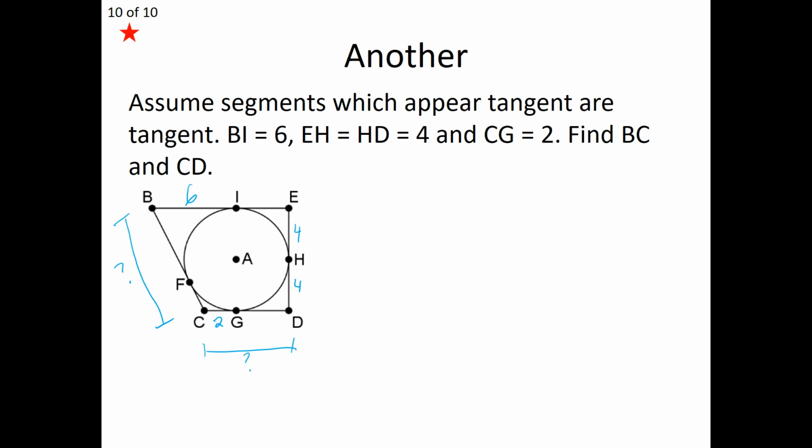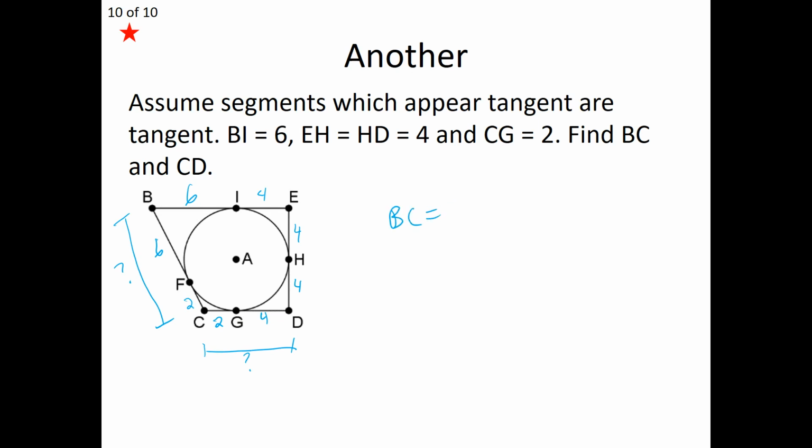Let's start then by using what we know about the given segments. So the given segment BI, consider the point B. It's external of our circle, which means BI and BF have some relation to each other. They are twin tangents. That means they're equal to each other. So that means BF is also a length of 6. EH and EI, same story. Those are twin tangents, which means they're both a length of 4. HD and GD are also both a length of 4 because those are twin tangents. And then we have CG and CF, which is also a pair of twin tangents. So they must be equal in length. And that is all we need to know now to figure out what our missing segment measures are.